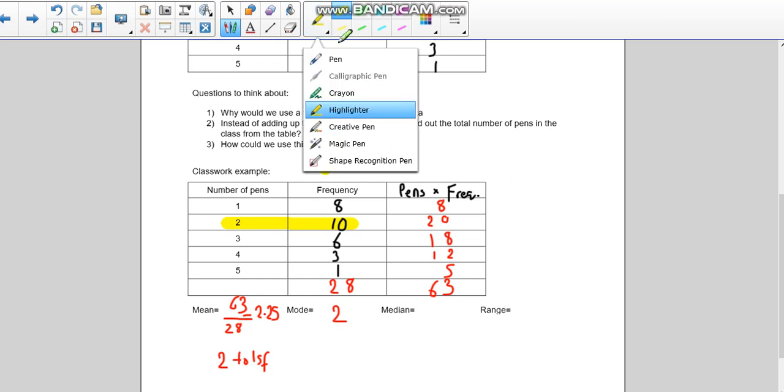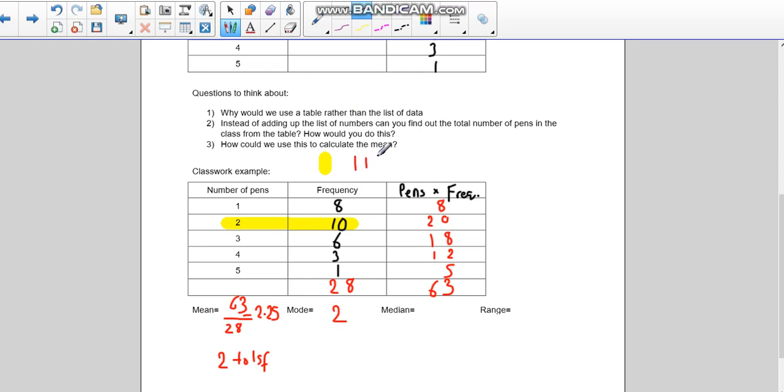I've got 1, 1, 1, 1, 1, 1. So that's 1, 2, 3, 4, 5, 6, 7, 8. They're all the 1s. And then I've got 10 2s. 1, 2, 3, 4, 5, 6, 7, 8, 9, 10. Now, because I had 28 bits of data, I know I'm looking for the 14th and the 15th. There'll be 2 in the middle. So this is 8, 9, 10, 11, 12, 13, 14 and 15 are here, and they're both 2. So therefore, the median is going to be 2.